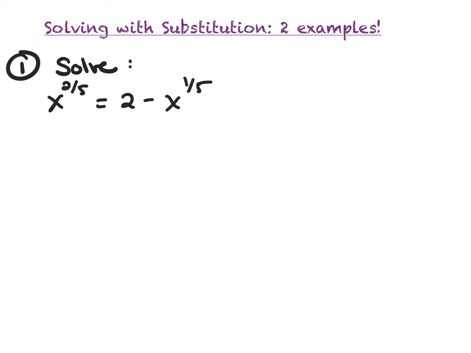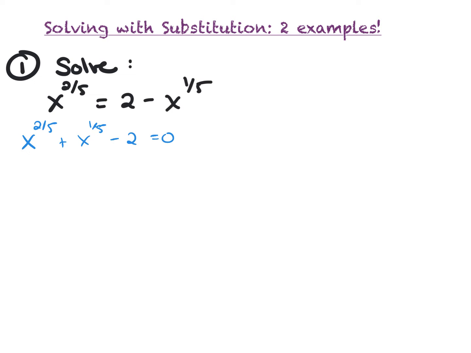The first thing I'd like to do to get started is get all of my terms on one side so that I have 0 on the other side. So that will leave us with x to the 2/5, adding the x to the 1/5 to both sides, plus x to the 1/5, minus 2 equals 0.